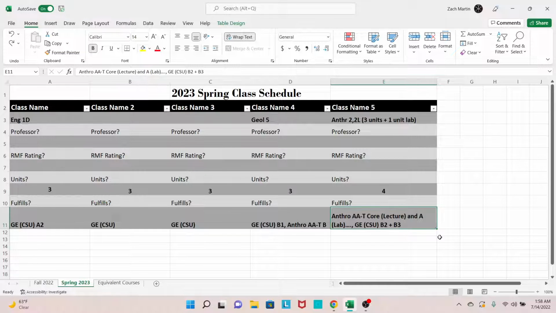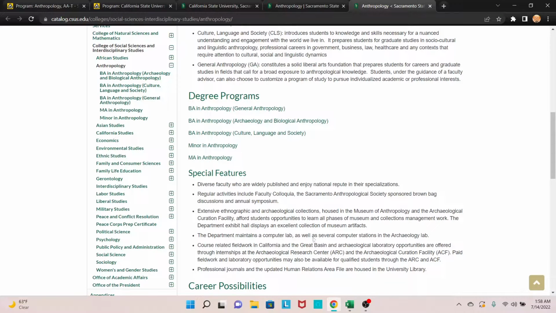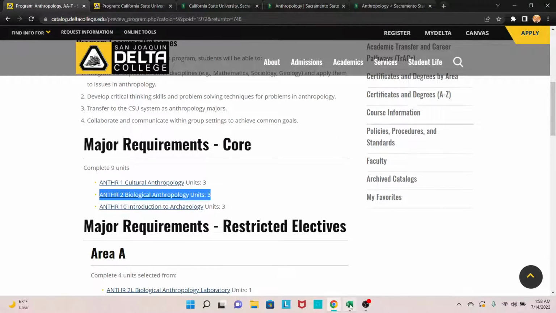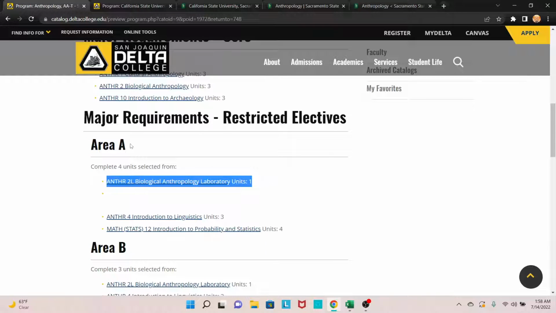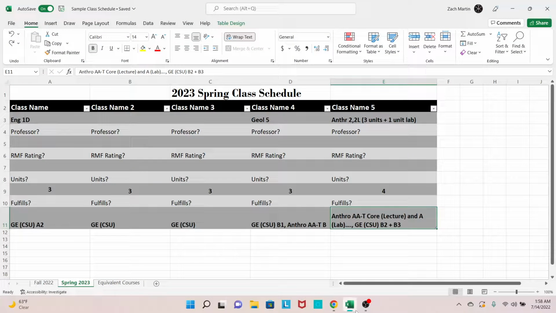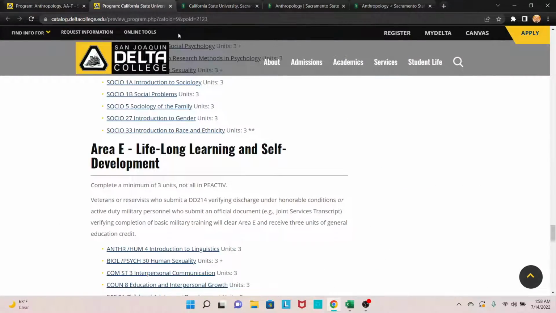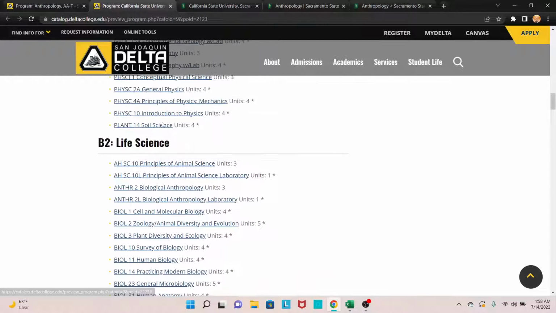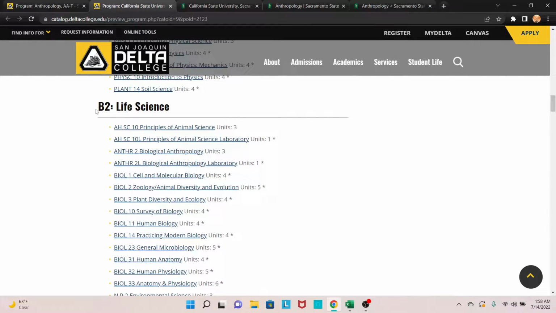So Anthro 2 or Anthro 2L is biological anthropology with an additional lab attached to it. The lecture fulfills part of the degree's core. Anthro 2 is right here. The lab can fit towards the area A requirements, and at the same time it also can fulfill section B2 and B3 of the general ed CSU program.